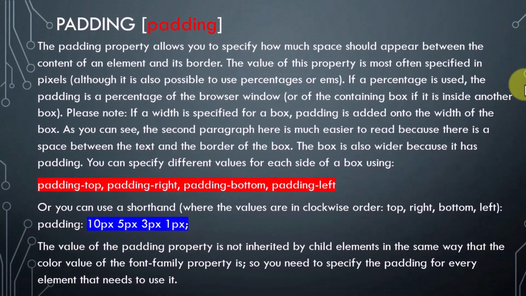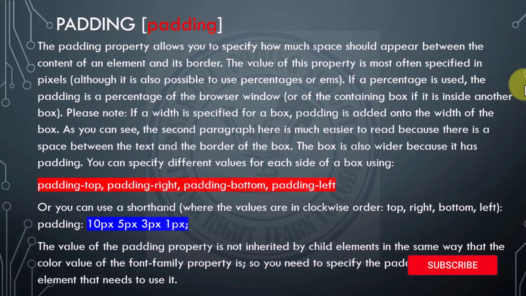Now, padding. The padding property allows you to specify how much space should appear between the content of an element and its border. The value of this property is often specified in pixels. Like I said, we shouldn't use this in percentages. I explained it in my earlier slides. I also indicated that the box is wider because of its padding, as in the space from the edge of the box to the content.